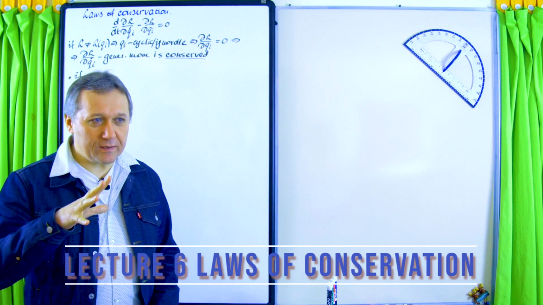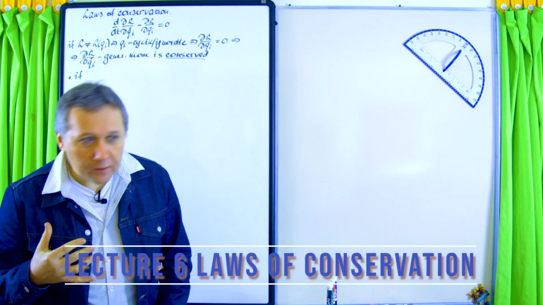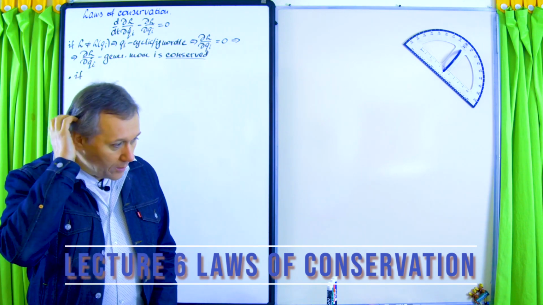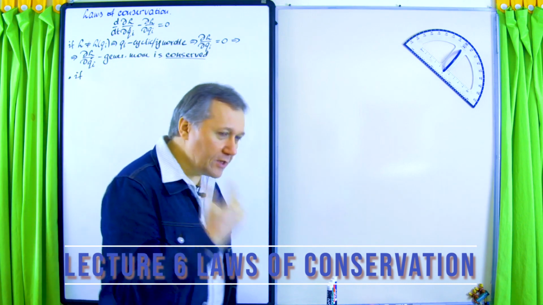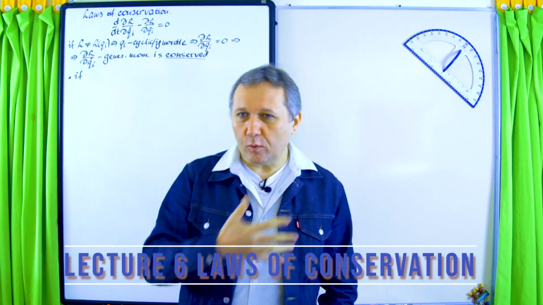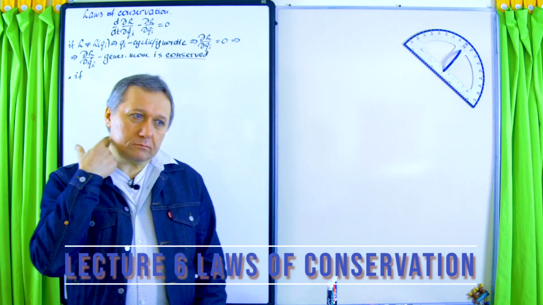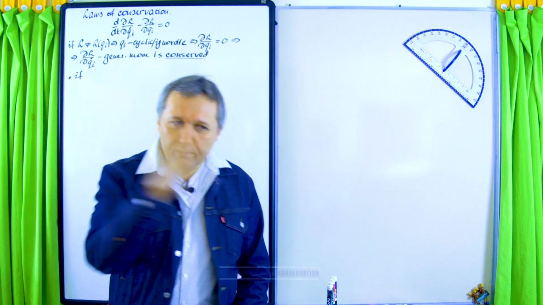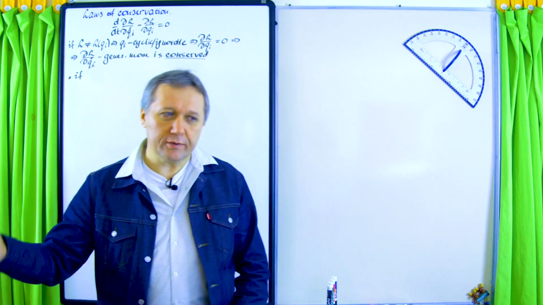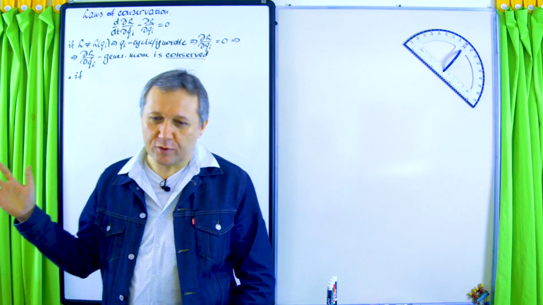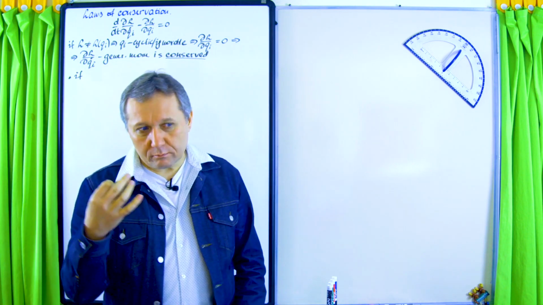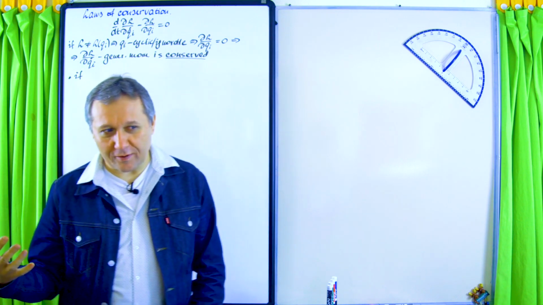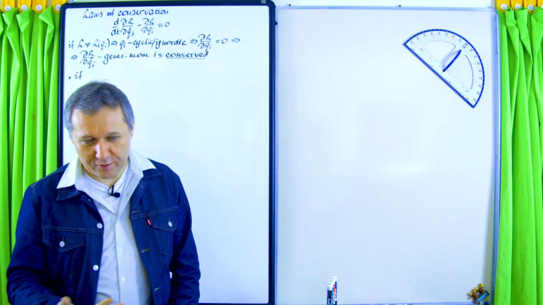We started discussing laws of conservation, right? And again, what's the point? At this point we know how to write all the equations of motion with constraints, without constraints, pretty much almost all possible situations, right? And of course, solving those equations of motion can be quite challenging sometimes.